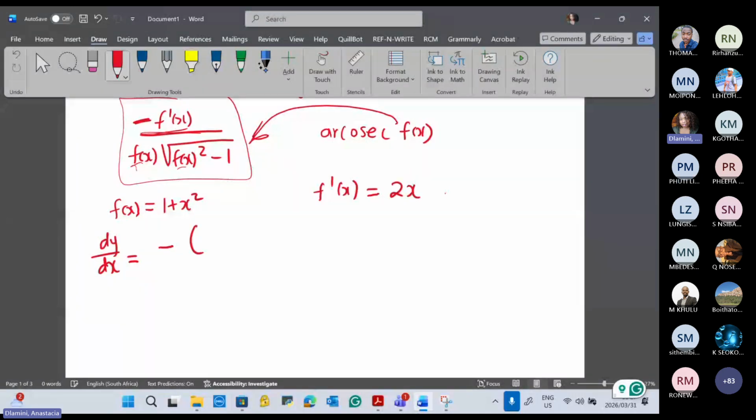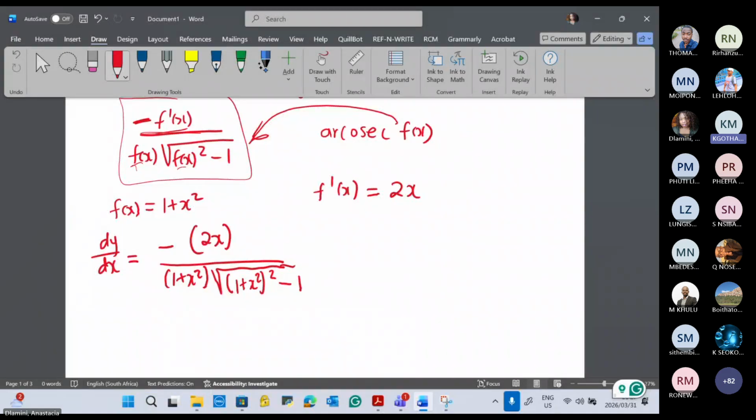what is f of x? f of x is 1 plus x squared, times the square root of f of x, which is 1 plus x squared minus 1. Now, substituting like this and leaving it like that will not give you all the answers. Is it clear? You have to simplify it further. Thank you. So where do we start?